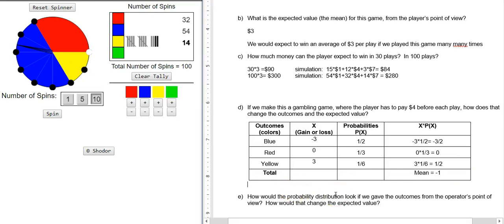This means that my expected value is a -$1. What this means is that I can expect to lose an average of $1 for each play. This time, if I played this game 30 times in a row, that would mean I'd expect to lose about $30. If I played it 100 times in a row, I'd expect to lose about $100.